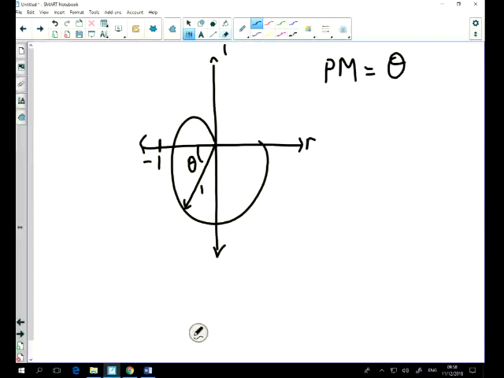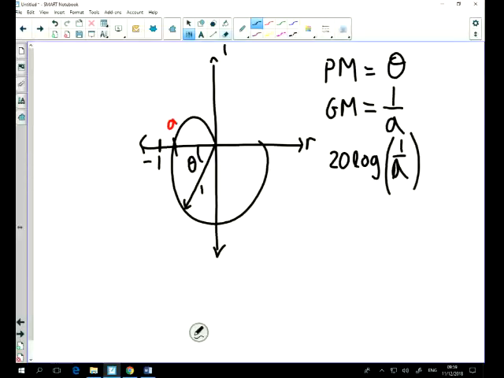I'm trying to remember the gain margin. I think the gain margin is 1 minus that now. Yeah, and your gain margin is, you read where this crosses the graph. So say that's point A. Your gain margin is 1 over A. Or if you want it in decibels, it's 20 log 1 over A. So again, not too difficult, really. Quite easy. Probably actually easier than the Bode plot in some ways.